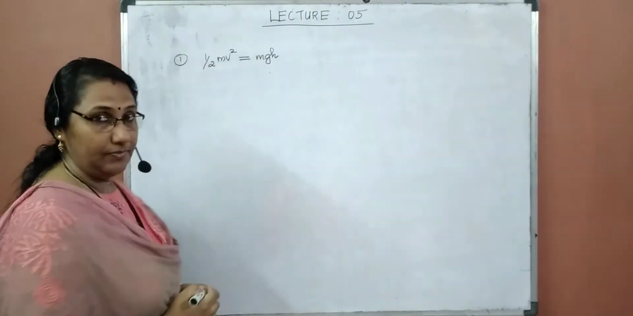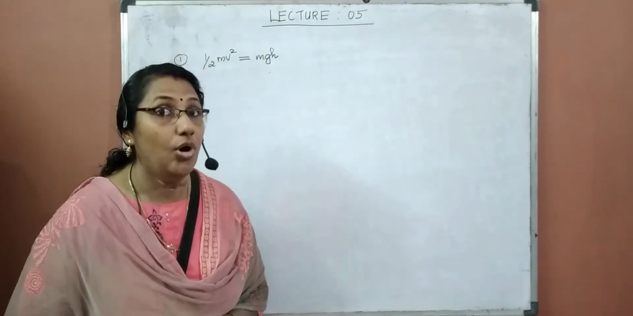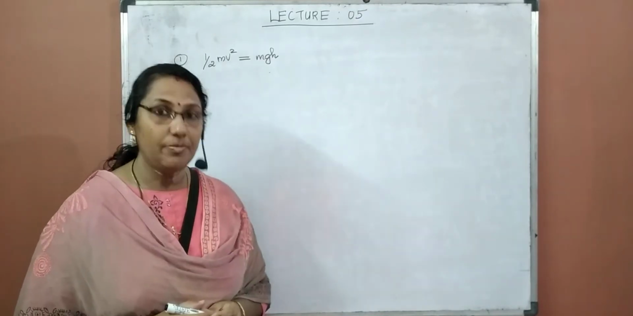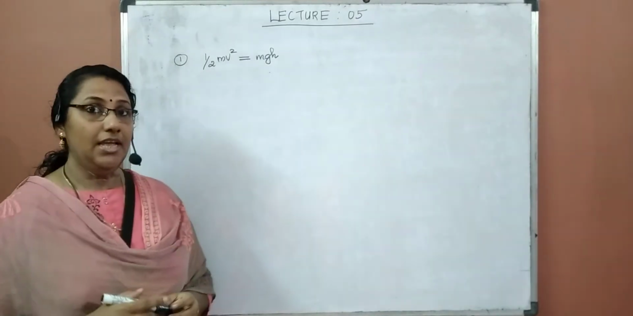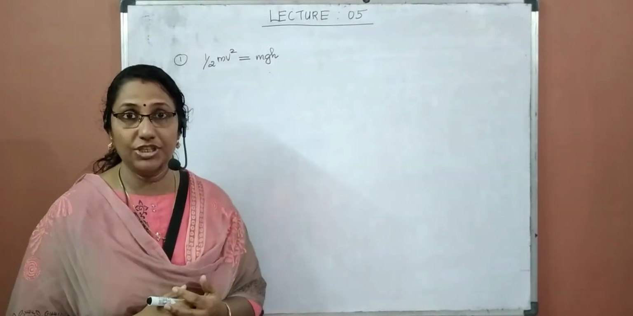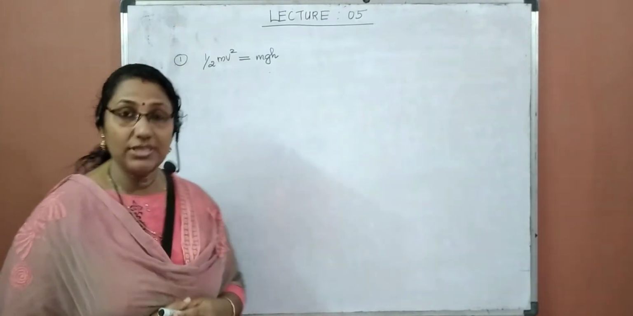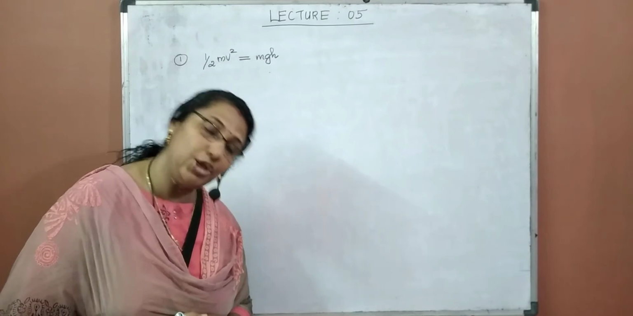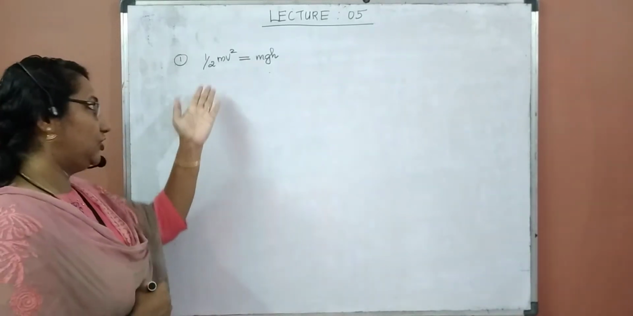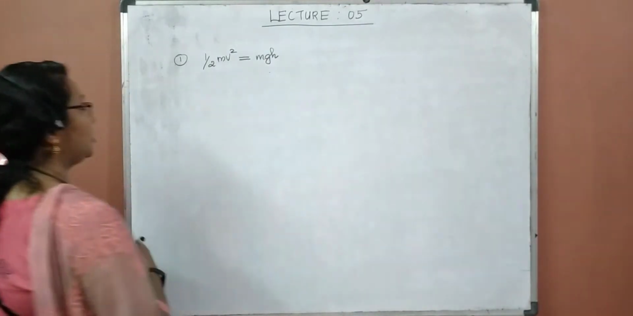So, how to check? Which was the principle we have used? Principle of homogeneity. And according to the principle of homogeneity, for an equation to be correct, the dimensions on both sides of the equation must be same. If the dimensions on both sides are same, then the equation is dimensionally correct. So, we'll check whether this equation is correct. Put the dimensions on LHS and RHS.